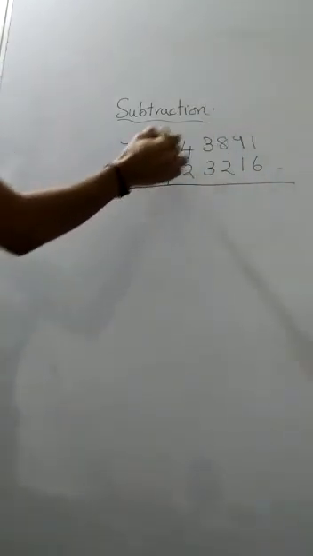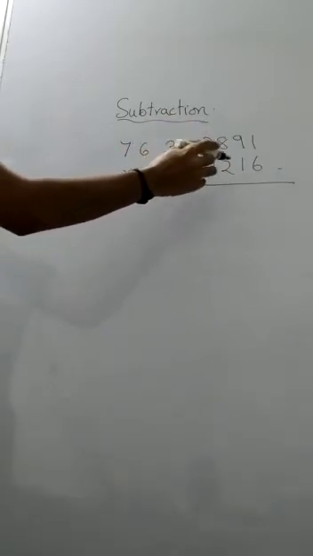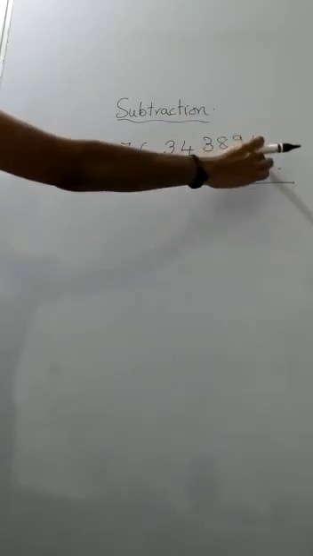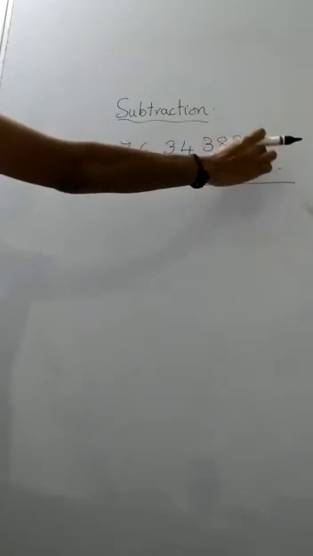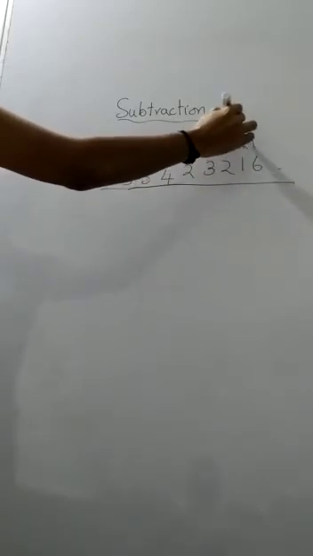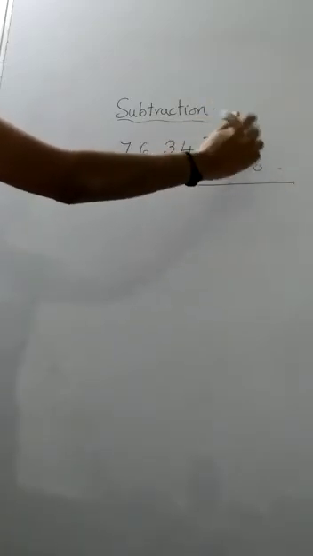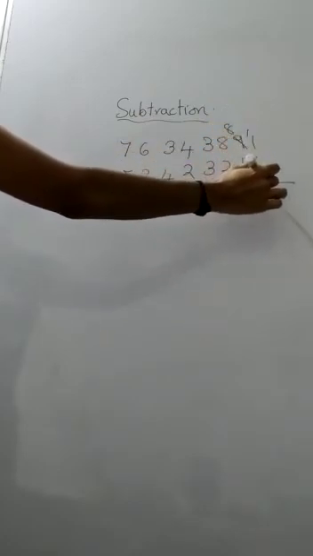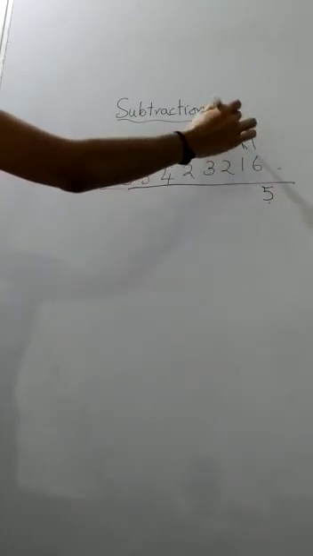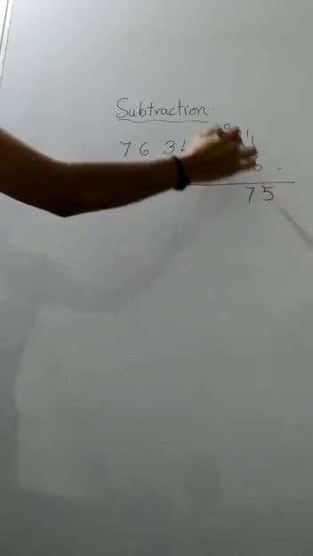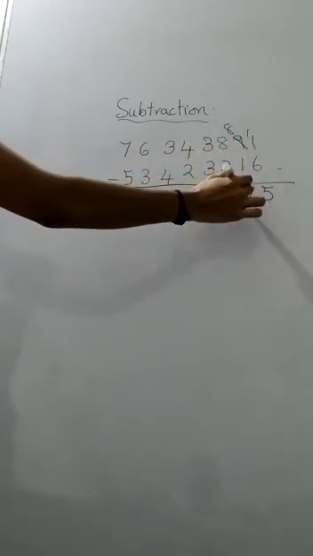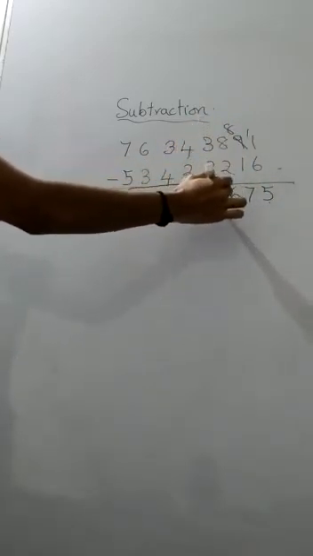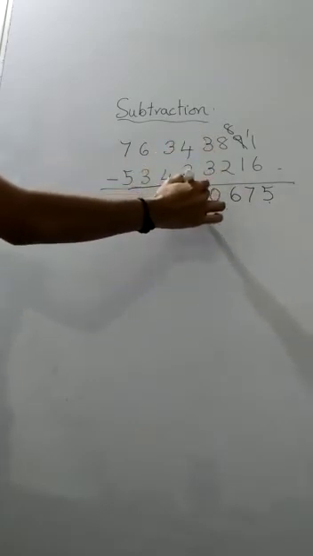Now, as we do in smaller numbers also, start from the right side. 1 minus 6 you can't do, so you will borrow 1 from here. So this will be 8, meaning 11. 11 minus 6 will give you 5. Then 8 minus 1 will give you 7. 8 minus 2 will give you 6. 3 minus 3 is 0. 4 minus 2 is 2.